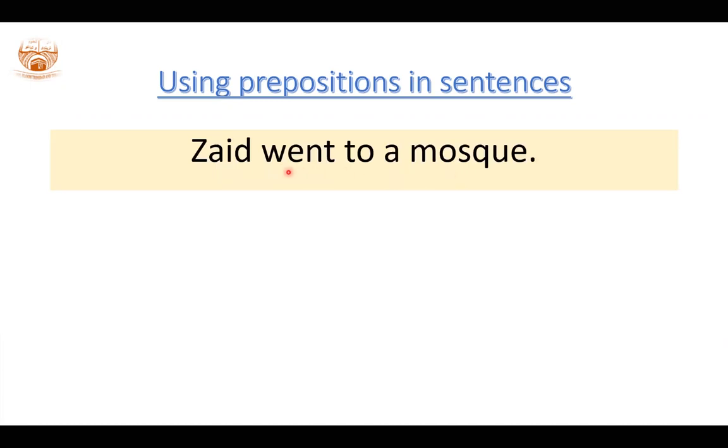So what do we find? We find "went." Went is a verb, right? Because there is a verb in it, we say that it is a verbal sentence. So we start to think: verbal sentence. You have fa'il, maf'ul, okay? Whether it is transitive or intransitive, fi'l muta'addi or fi'l lazim.